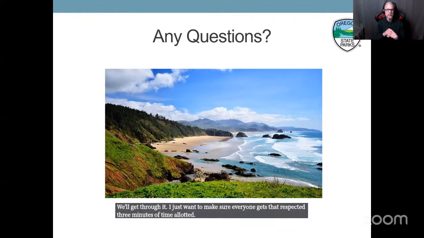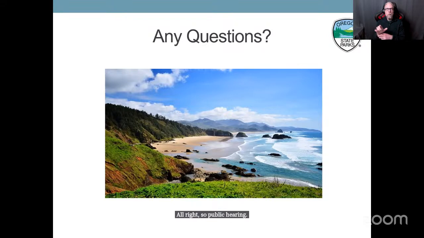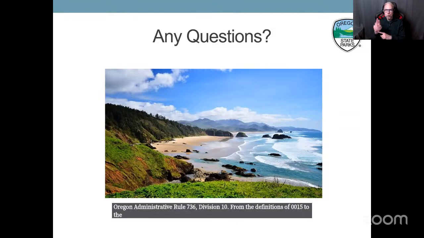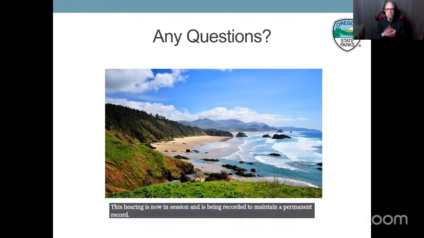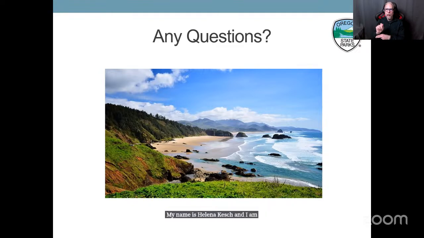All right, so public hearing on proposed updates to general park area rules, Oregon Administrative Rule 736, Division 10, from the definitions of 0015 to the Rooster Rock section 0065. This hearing is now in session and is being recorded to maintain a permanent record. My name is Helen Akesh, and I am the hearing officer. Today is Wednesday, January 15th, and the time is 6:14 p.m.